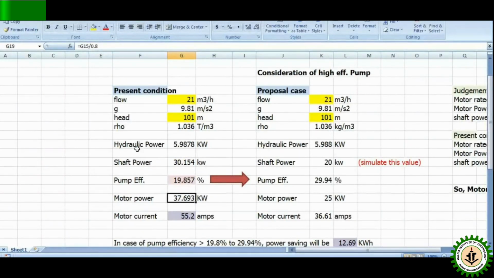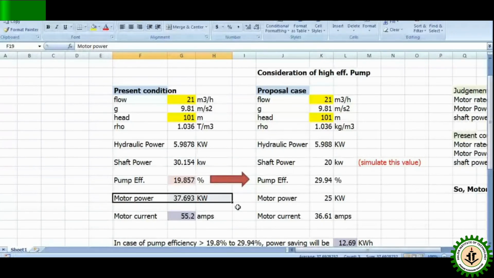Okay, you see that the work done power is only 6 kilowatt, but the motor is taking around 37 kilowatt. So why is there this difference of 30 kilowatt? The 30 kilowatt is the total loss in the system. So you have to understand what losses there are in a pump. It can be entry loss, exit loss, bend loss, and other cases.